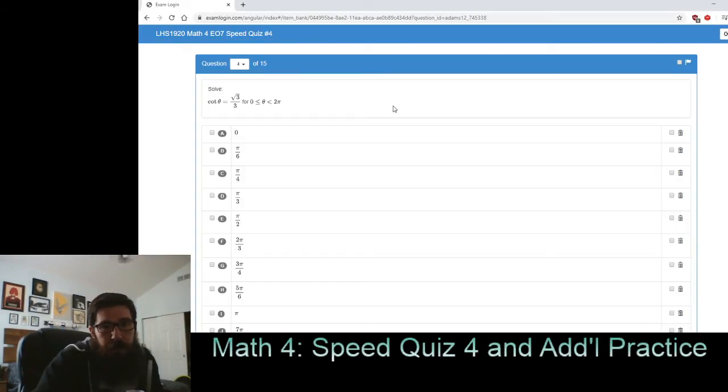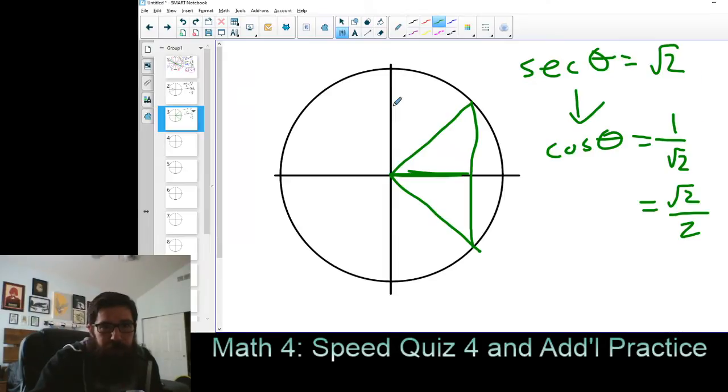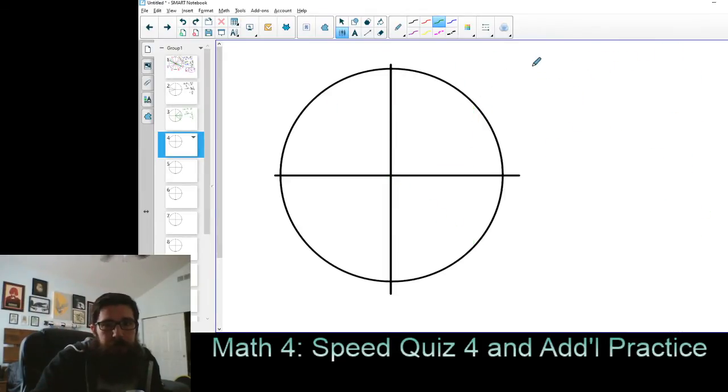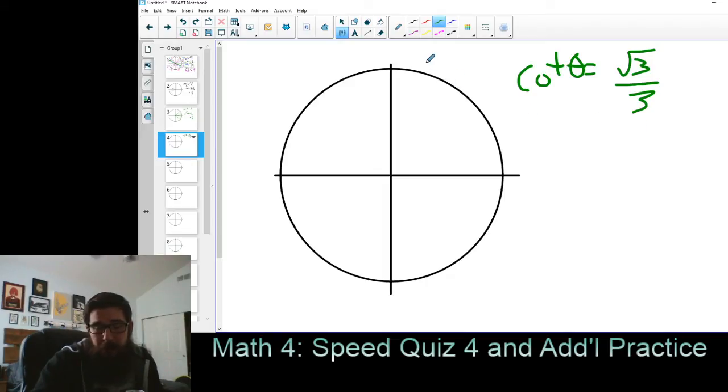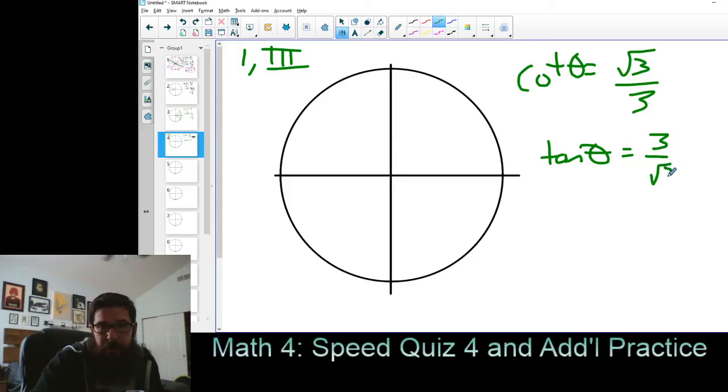4. Cotangent is a root 3 over 3. So with tangent and cotangents, when are they positive? I'm already thinking quadrants 1 and quadrants 3. Some Roman numerals over here. If I flip this, this guy's going to turn into tangent. That's the reciprocal. And if I flip this around, I would get 3 over root 3. I'm just flipping that guy.